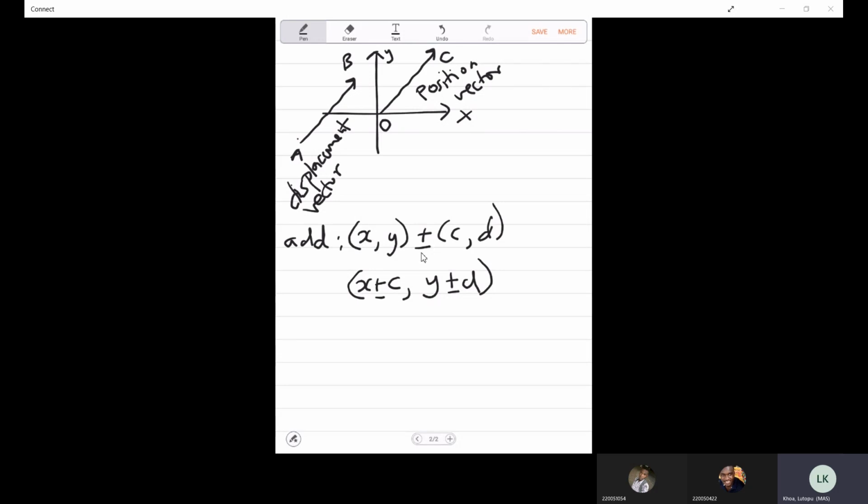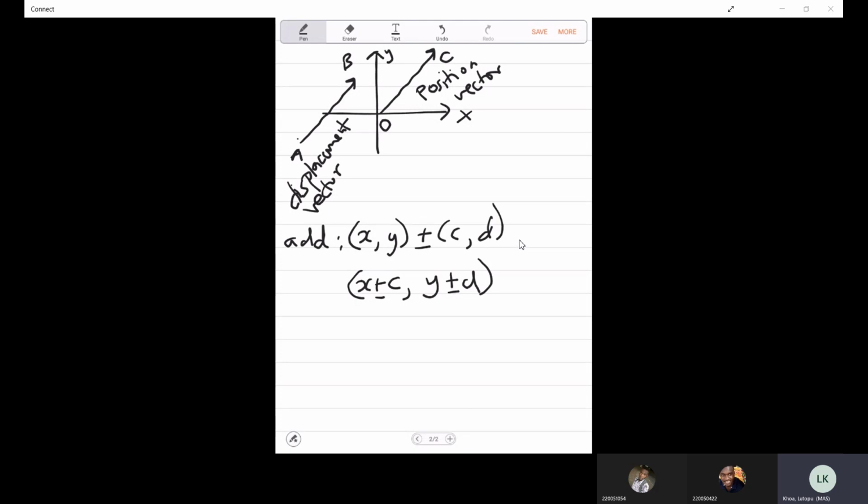So if you're adding or subtracting, you just add the x and the c. That becomes your x coordinate, if you will. The y and the d, that becomes your y coordinate, if you will. So that's how we add vectors. You add the corresponding elements. You can only add vectors that have the same dimension. So you cannot add a two-dimensional to a three-dimensional unless you turn the two-dimensional into three-dimensional. But we'll look at those again.